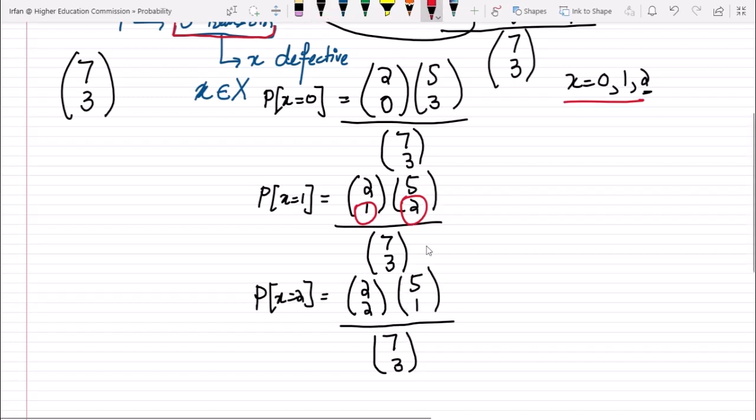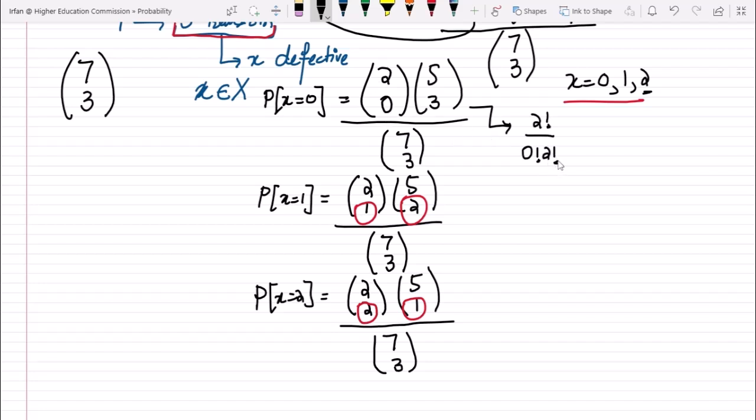And now here we have two defective items and one non-defective item. When I solved it, I found 2 by 7. You can try it. How can you try it? Let me first tell you how you can do it. Let me do it for you. When you do it, you will do it like 2 factorial divided by 0 factorial and 2 minus 0 factorial.